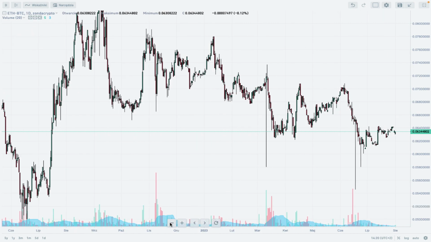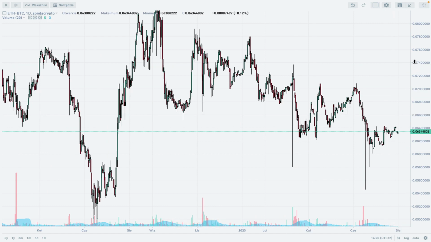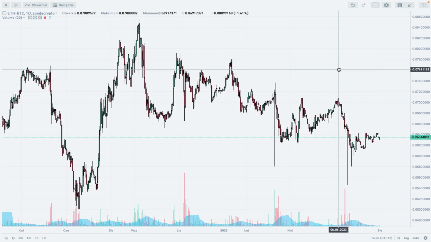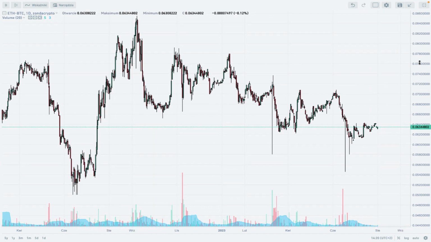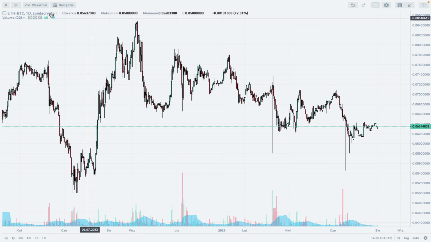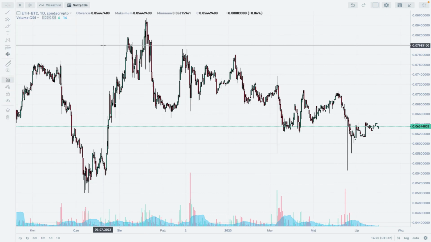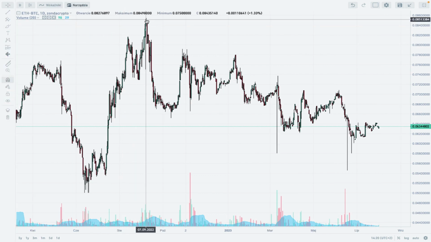So if we zoom out, we can clearly see that we got a very nice bounce from the lows at 0.049, and then you got the very impulsive wave progression towards the level of 0.085 as well.